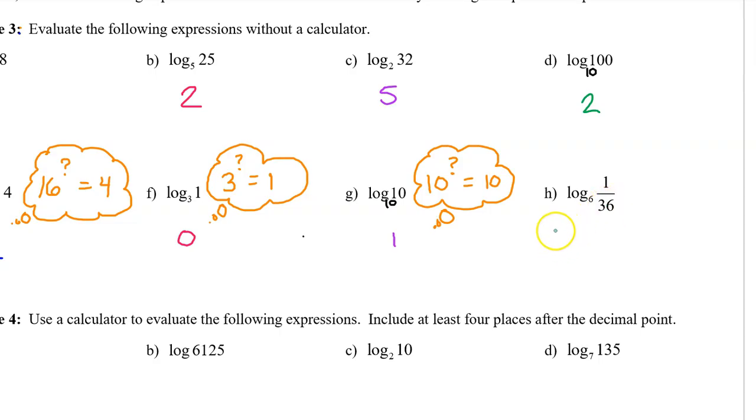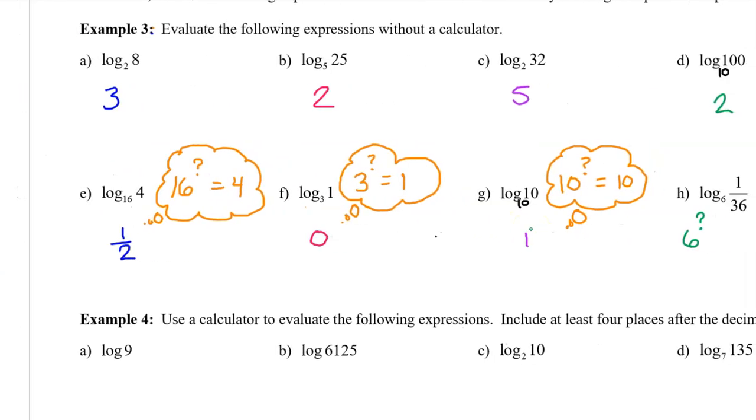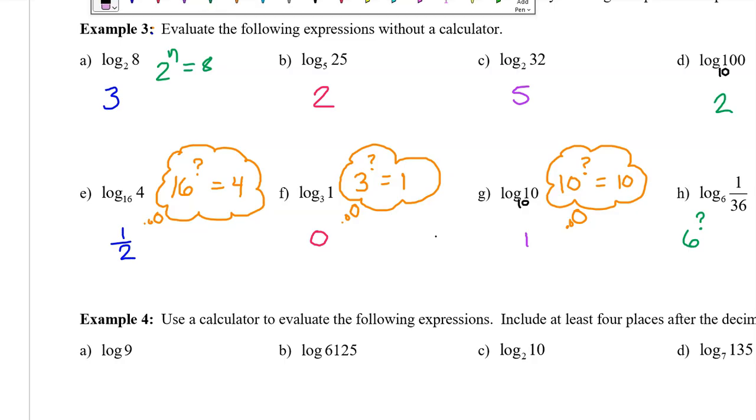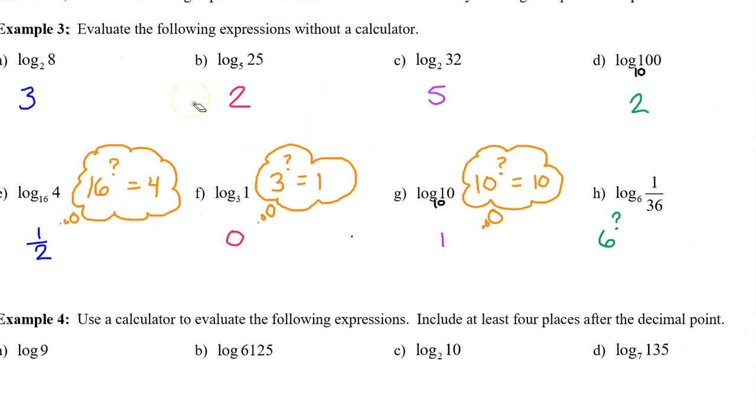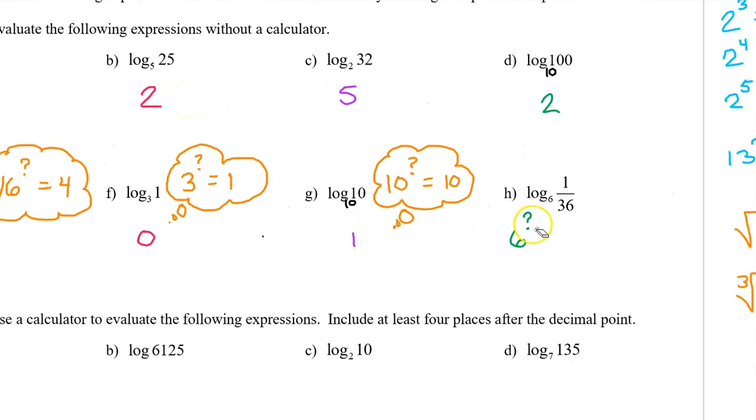In other words, 6 to what power? So yeah, I prefer a question mark. Back on part A, I did this with an n, and I said 2 to the n power is equal to 8, rather than introducing some variable that nobody asked us for. Let's just use a question mark. So 6 to what is equal to 1 over 36? If we find the question mark, that's the answer.